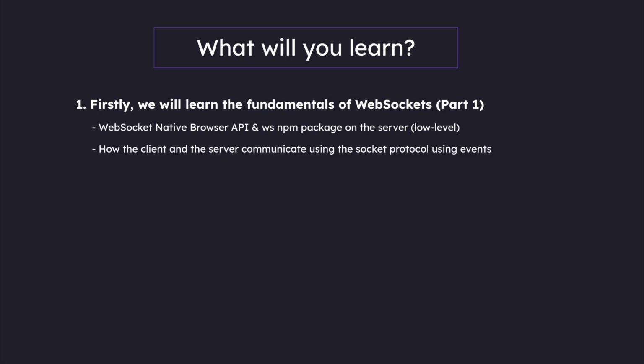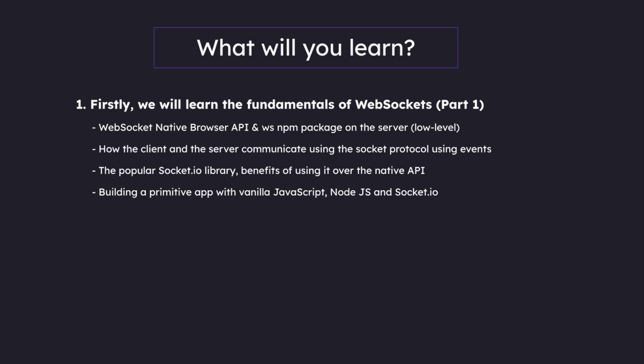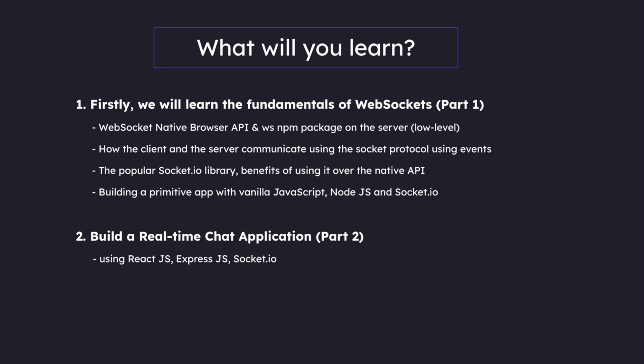After that, we will learn how the client and the server communicate using the socket protocol using events. We will then look at the popular Socket.io library and the benefits of using it over the native API. We will also build a primitive application with vanilla JavaScript, Node.js and Socket.io. In the second part of the series, we will build a real-time chat application. For that, we will be using React.js, Express.js, Socket.io. I'm really excited about this video, so let's jump right into it.